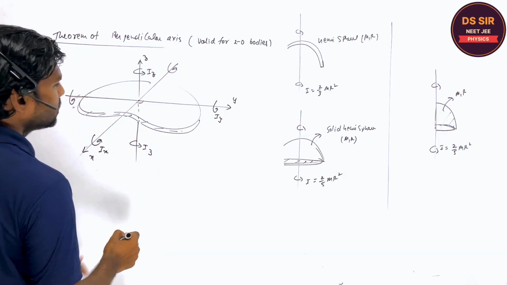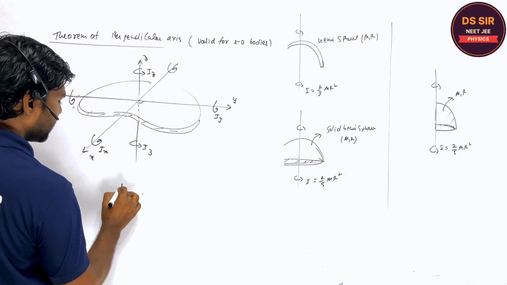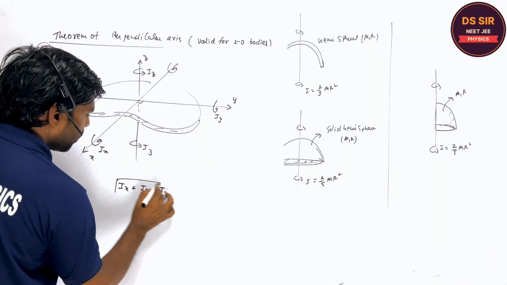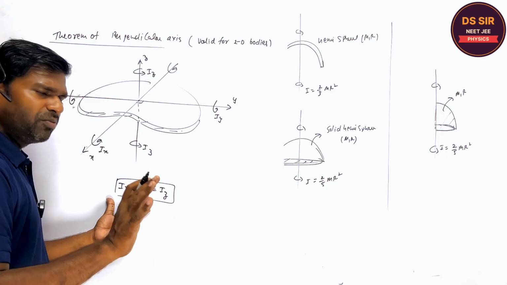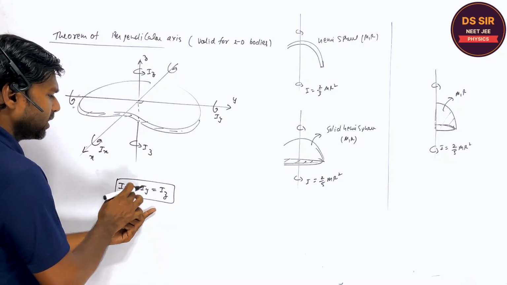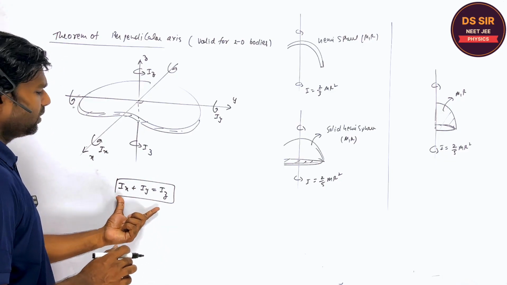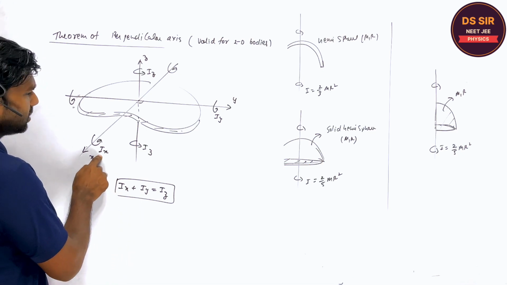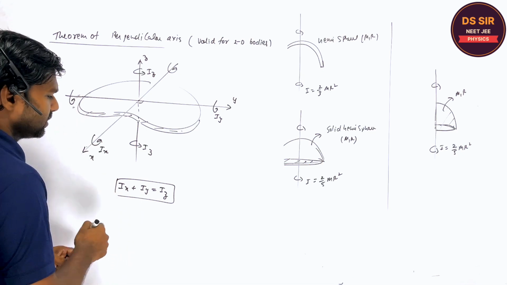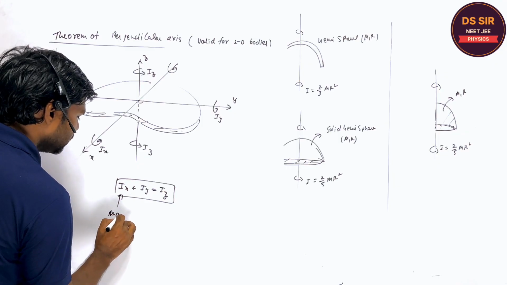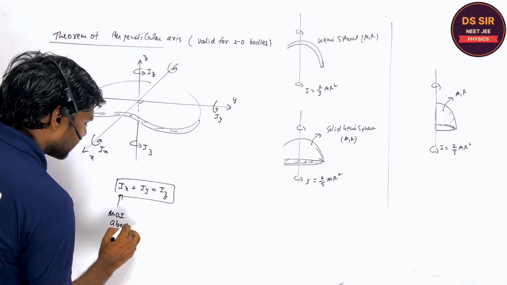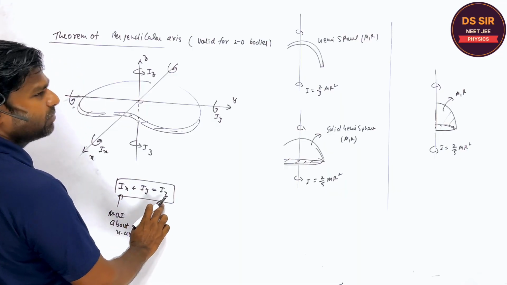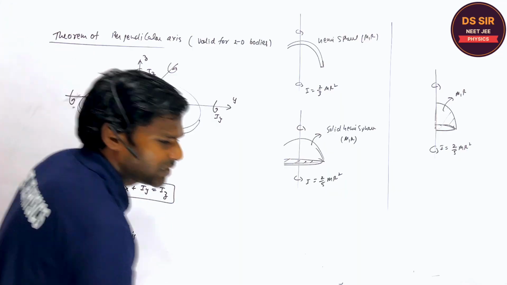So what is the relation? According to the theorem of perpendicular axis, Ix plus Iy is equal to Iz. You have to remember this. Although there is a derivation, we can skip that and do it later. Just remember Ix plus Iy equals Iz. What is Ix? It is the moment of inertia about the x-axis. This is the moment of inertia about the y-axis. In a similar way, this is the moment of inertia about the z-axis.